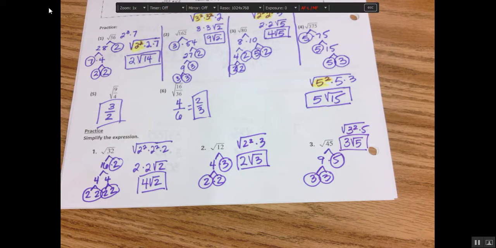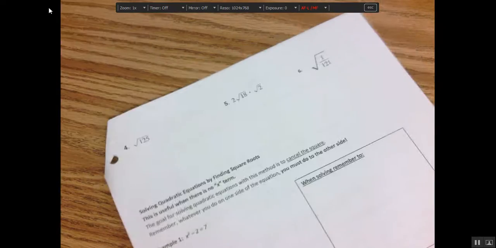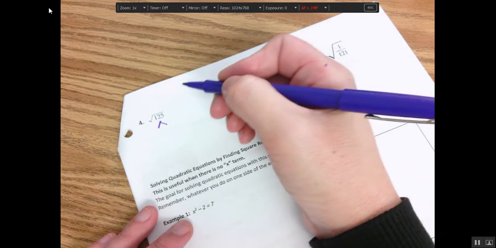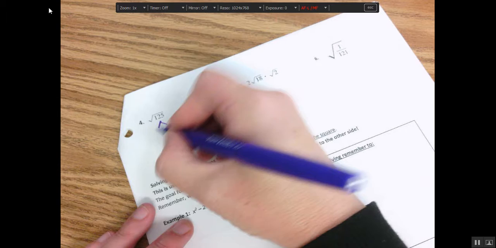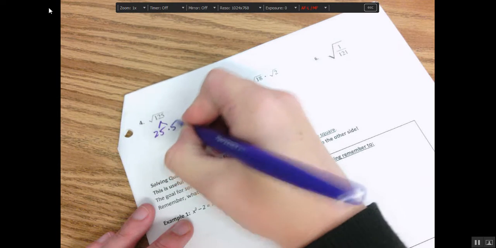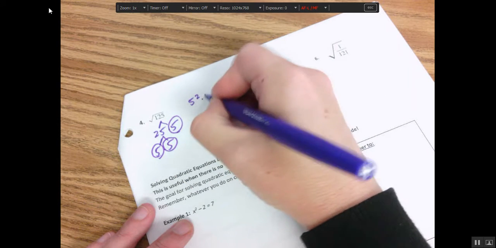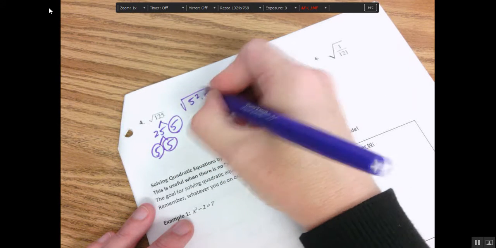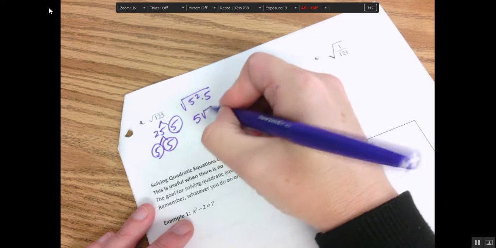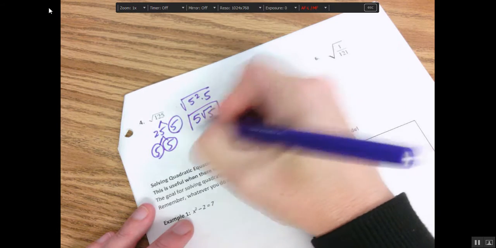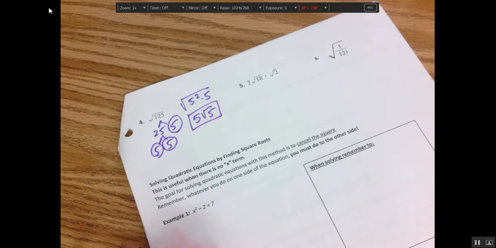Questions on this page? Okay, most of you made it to the back, so let's see where you are with that. Okay, 125, was that 25 times 5? Is that what you guys got when you broke it up? And then that was another 5 times 5, so you had 3 of these. So 5 squared and another 5. And this one came out and you had 5 root 5. Alright, Josh, see if that's what you got on your paper, okay?